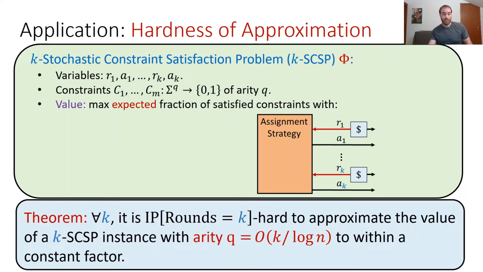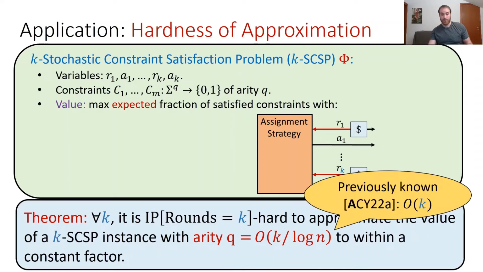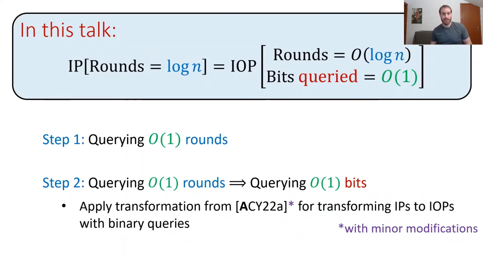So notice that if we plug in k equals log n here, we get constant arity. And previously, this was only known to hold for O of k, so we've managed to shave a log n factor from this arity. So let's get into the technical section.